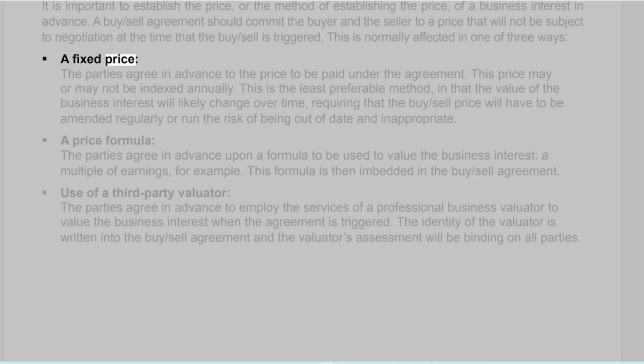A fixed price: the parties agree in advance to the price to be paid under the agreement. This price may or may not be indexed annually. This is the least preferable method, in that the value of the business interest will likely change over time, requiring that the buy-sell price will have to be amended regularly or run the risk of being out of date and inappropriate.